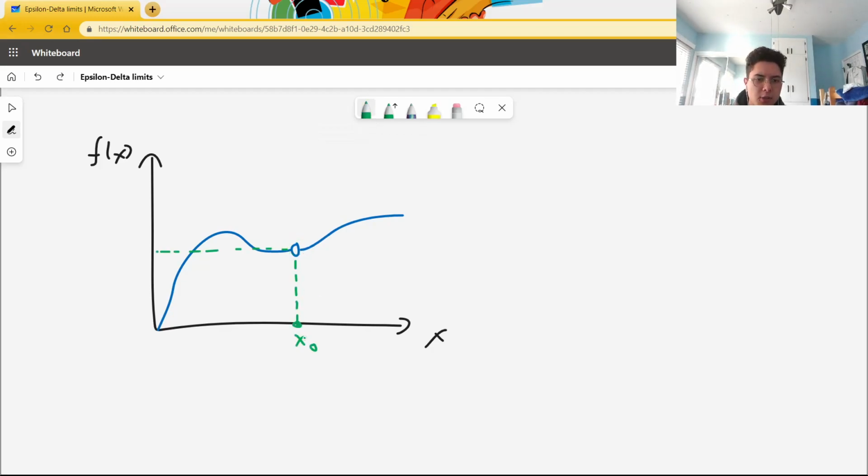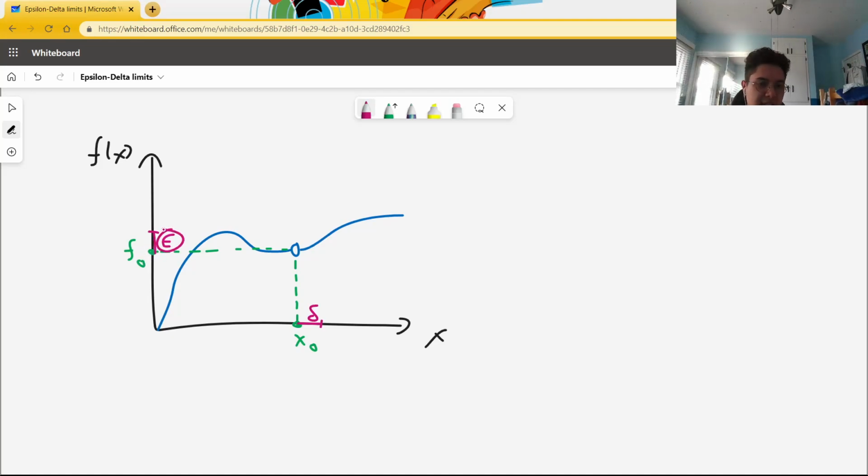Suppose that this hole occurs at the location x0, and that our proposed limit has the value f0. We will create a variable called epsilon, which describes how close a function value is to the limit f0. We will also create a variable called delta, which describes how close an x value is to the limit point x0.